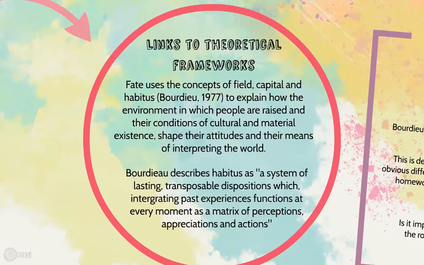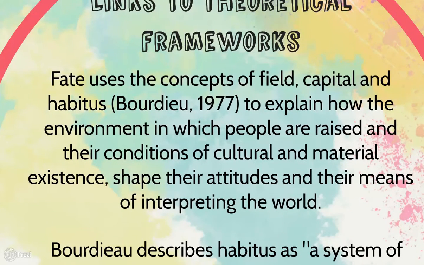Links to theoretical frameworks. Fate uses the concepts of field, capital and habitus to explain how the environment in which people are raised and their conditions of cultural and material existence shape their attitude and their means of interpreting the world. Research across the globe indicates that education success rates at school and post-school are in good part determined by social class origin, in particular parents' wealth, occupational status, education and aspirations. Education inequality then flows to unemployment inequality.